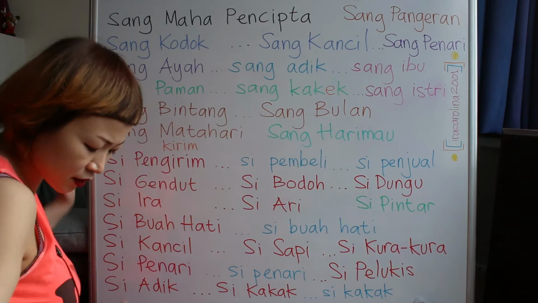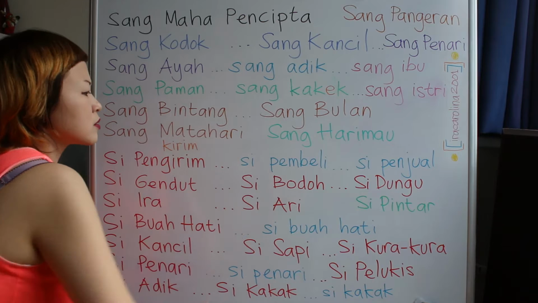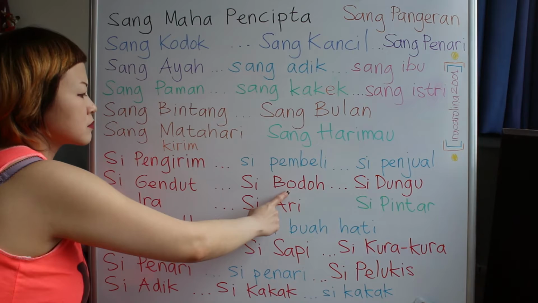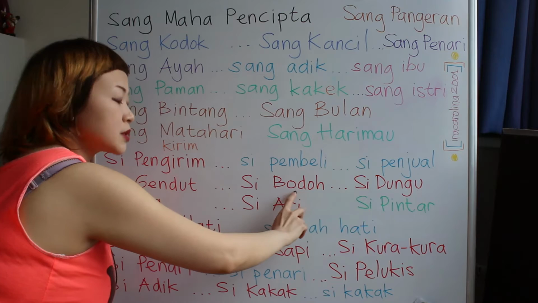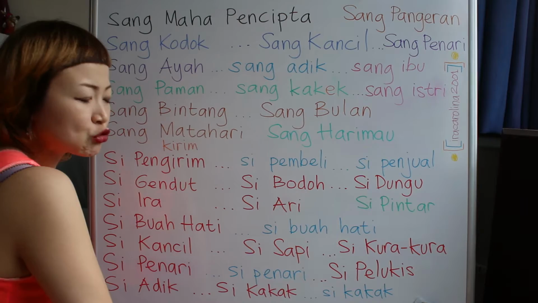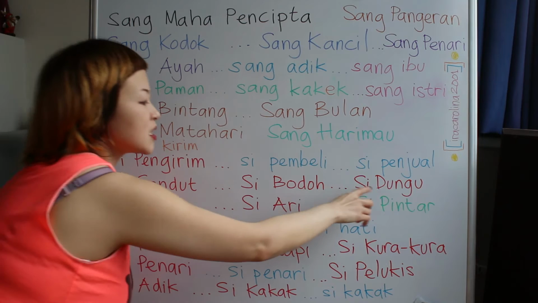Si bodoh. Bodoh, stupid, or dumb. Si bodoh. The dumb, the stupid. Or same, dungu. The ng here is like when you say ringing, ringing. Si dungu, the stupid, the dumb.